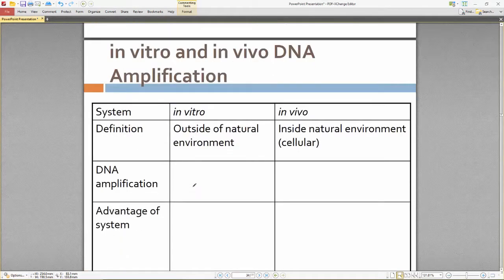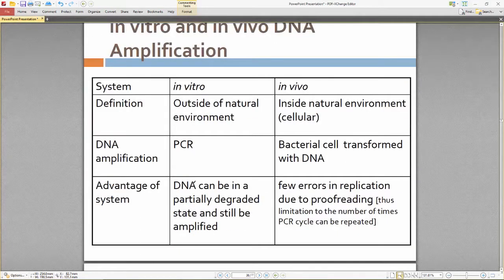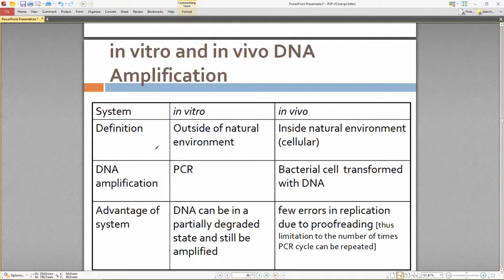All right. So, let's look at some advantages. For PCR, the DNA can be in a partially degraded state and still be amplified. But the major advantage of in vivo DNA amplification is proofreading. There are very few errors in replication because we learned about the error correcting methods that all biological organisms do to their own DNA to reduce the number of errors, but PCR doesn't do this. So this is a limitation to the number of times the PCR cycle can be repeated.